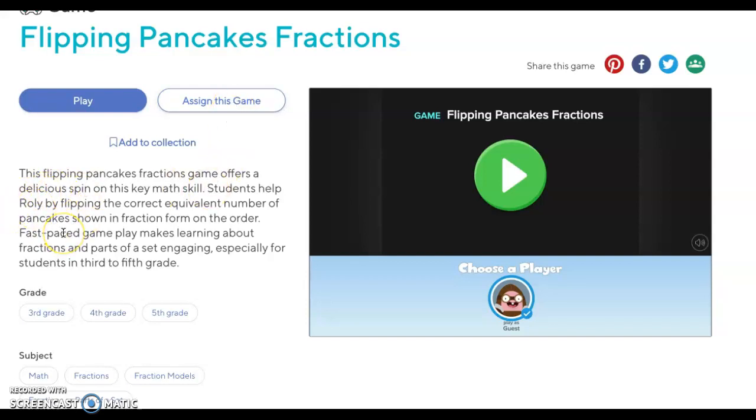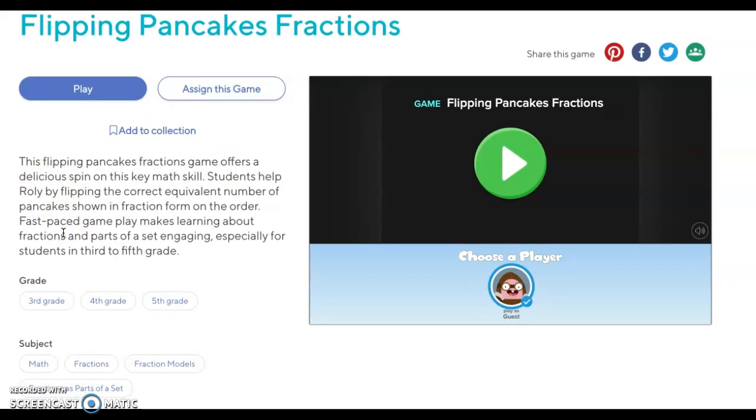Reading the description, always preview anything you're going to use with your children. You're going to read the information, and you can see that this scales up. This scaffolds if you want it to. And then the subject matter: math, fractions, fraction models, fractions as part of a set. So it's covering a lot of different skill sets.